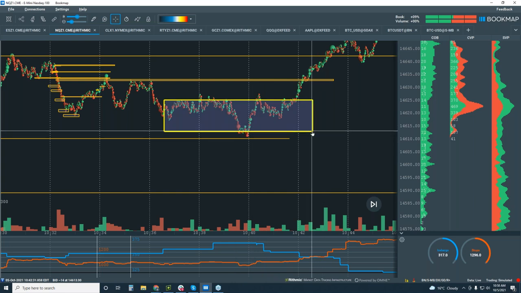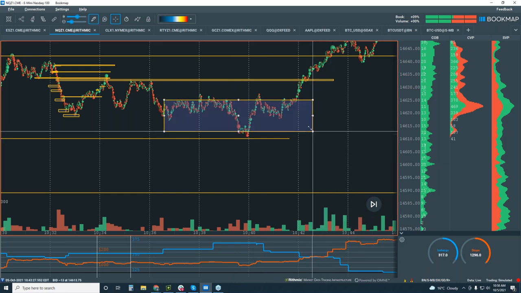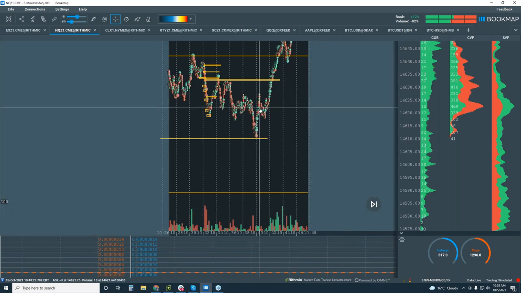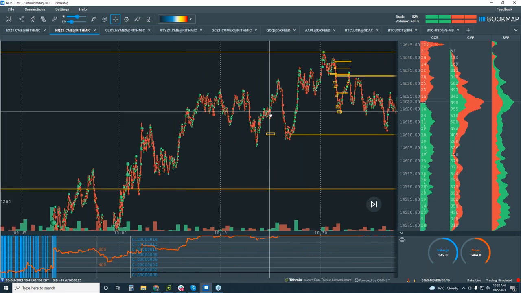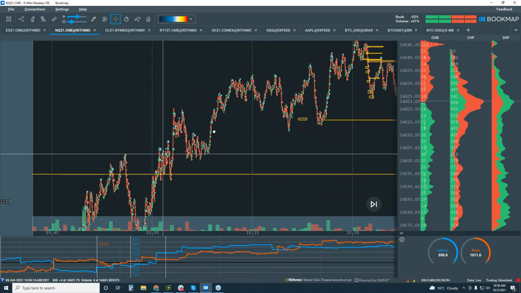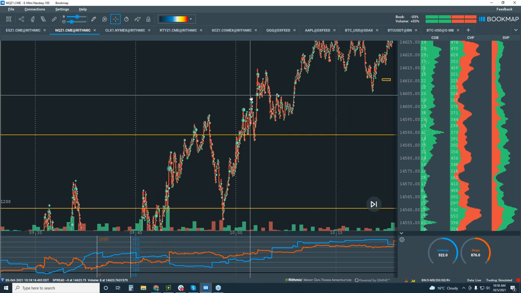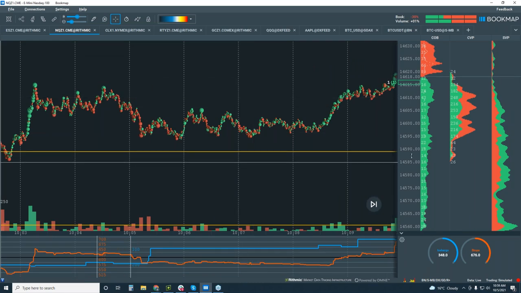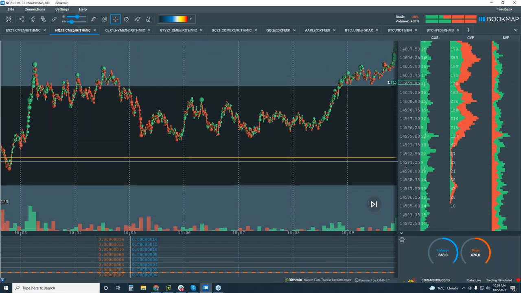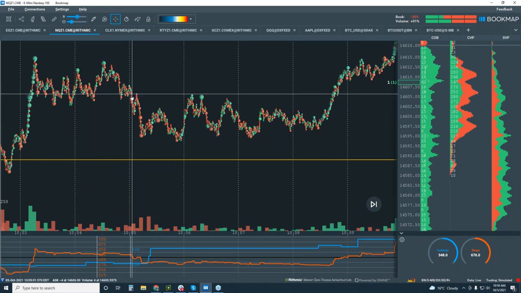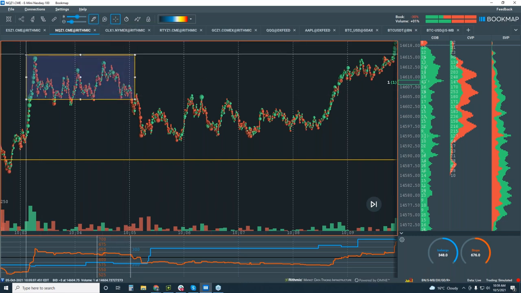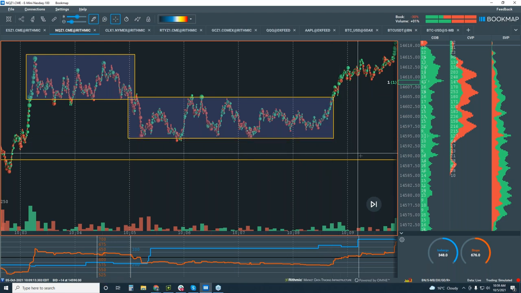I don't know if I wanna demo this one here. Let's look for a better one, because it broke the structure and then it came back up into it, so a little more complex. This is kind of an ascending wedge here. We can take a look at that. All right, so here: structure, breakdown, and then breakout.